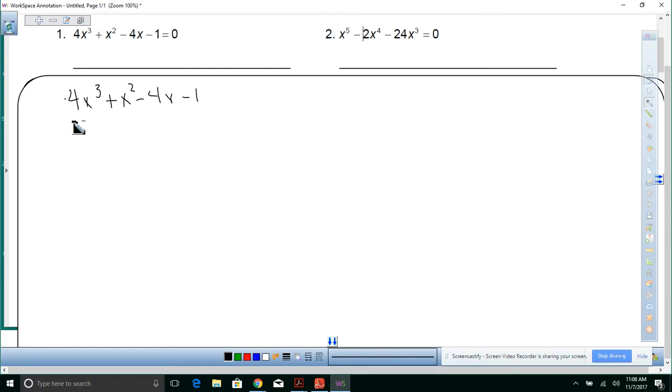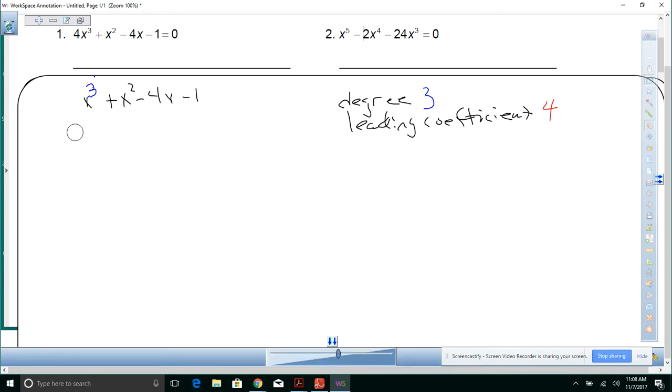All right, to factor, well, first off, how many factors are we going to need? The answer to that is, what is the degree? If you'll notice, the degree is 3, and we get that right here. Something else, there's something called a leading coefficient, and the leading coefficient is 4. That's that 4 right there.